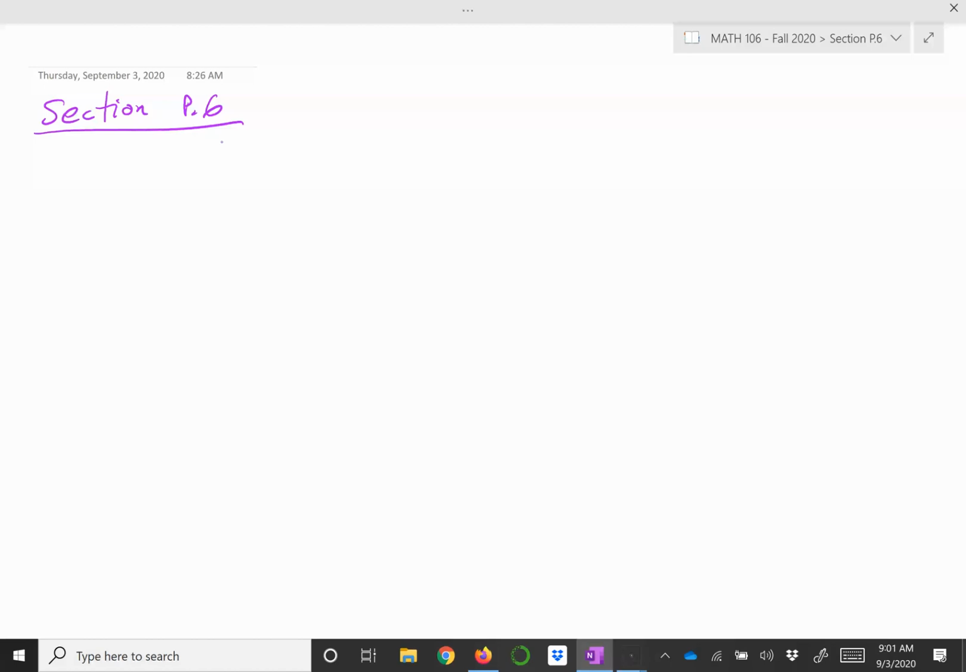Okay. So, section P6, it is on rational exponents and radicals. So again, we're just talking fractions.